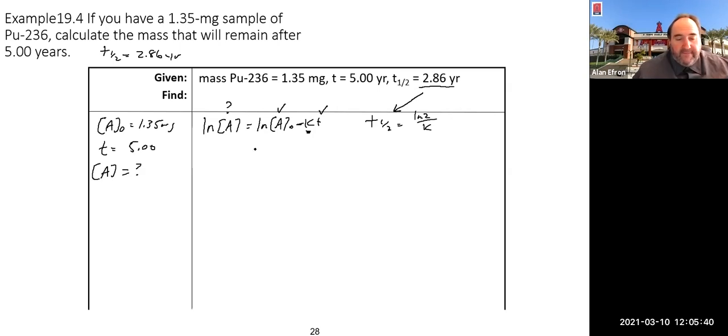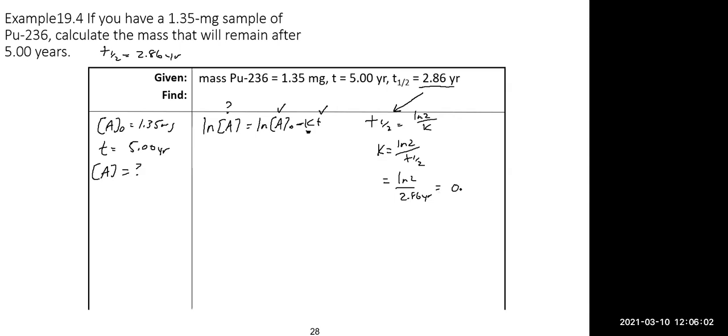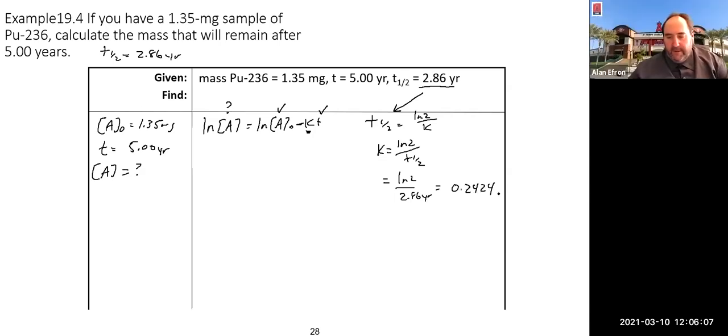So we could use that to figure out our decay constant by rearranging this. That would be the natural log of 2 divided by the half-life, which means the natural log of 2 divided by 2.86 years. That looks like something like 0.2424, we'll call it. The units here are 1/years, reciprocal years.